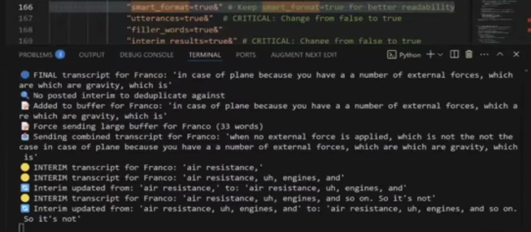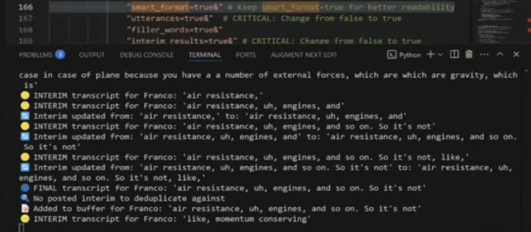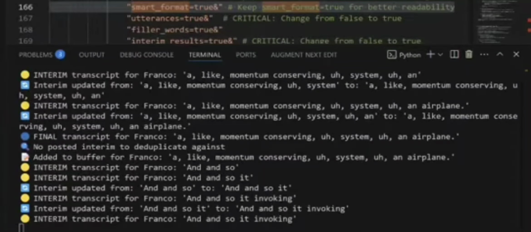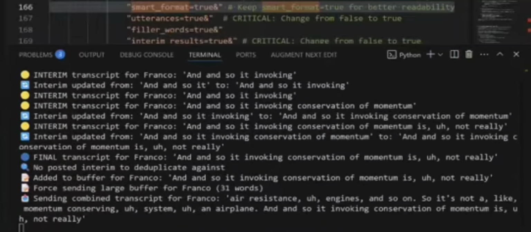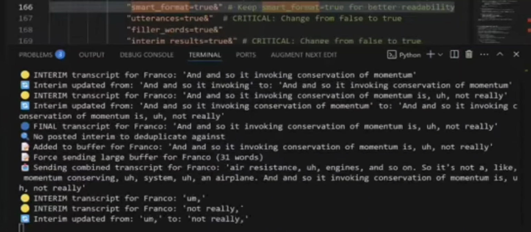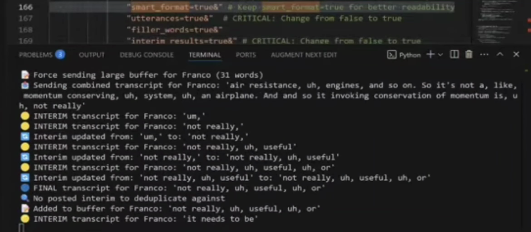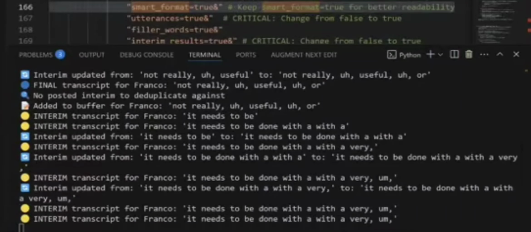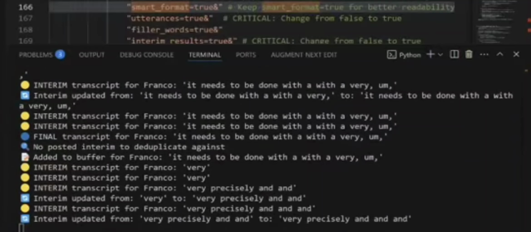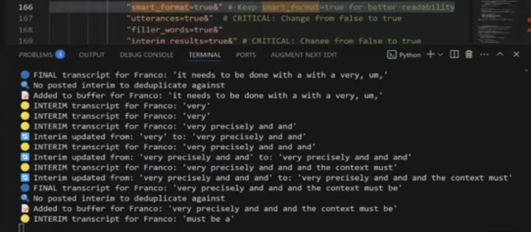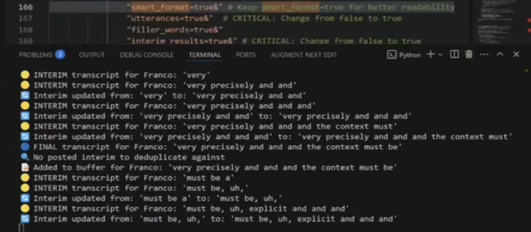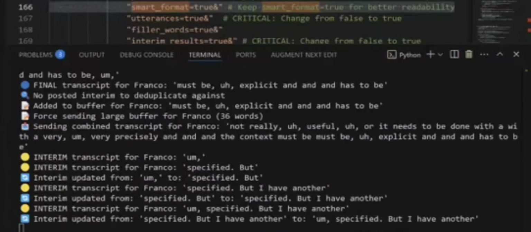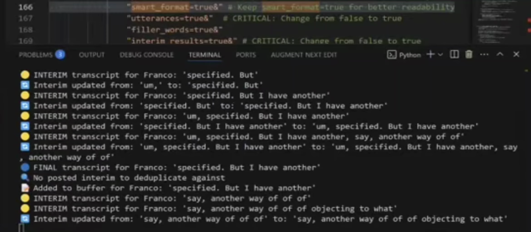So it's not a momentum-conserving system, an airplane, and so invoking conservation of momentum is not really useful, or it needs to be done very precisely, and the context must be explicit and has to be specified. But I have another way of objecting to what you're saying.